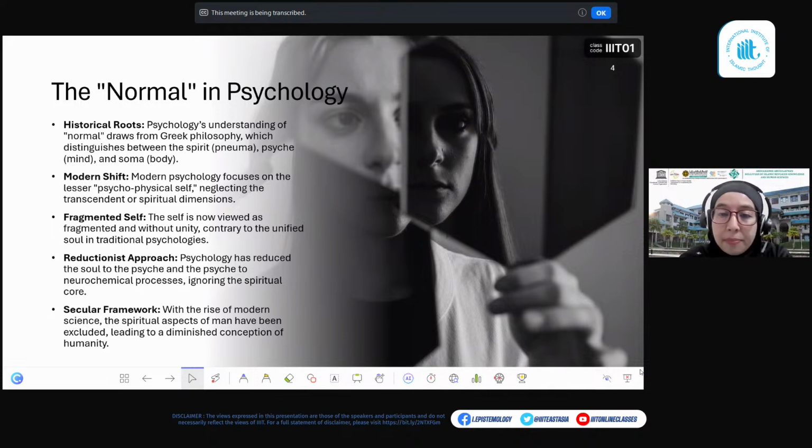And now finally, let's talk about the secular framework. With the rise of modern science, the spiritual aspects of humanity have been systematically excluded. This has led to a diminished conception of what it means to be human. Instead of seeing ourselves as beings with a spiritual core, modern psychology often confines its understanding to the tangible and measurable aspects of existence alone.